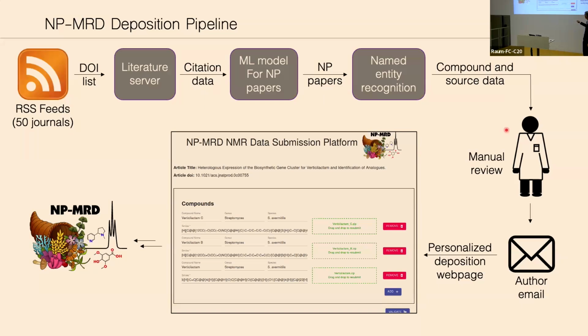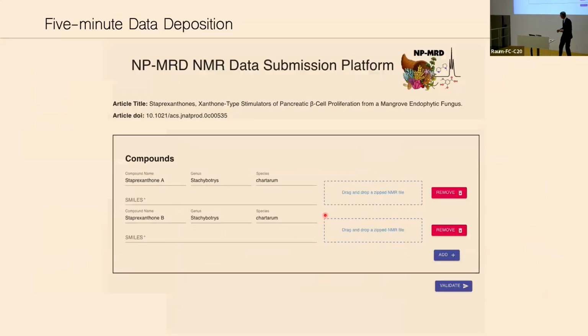So this is what happens if you go to that page. You get straight to a page which names the compounds. It says what genus and species they came from. It typically doesn't have the SMILES pre-filled because that's the only detail that we can't get easily from the abstract. So we ask people to put the SMILES strings in and then to zip their NMR data and drag and drop it into the box. I actually have, let's see if we can get this to run, a little video about this.